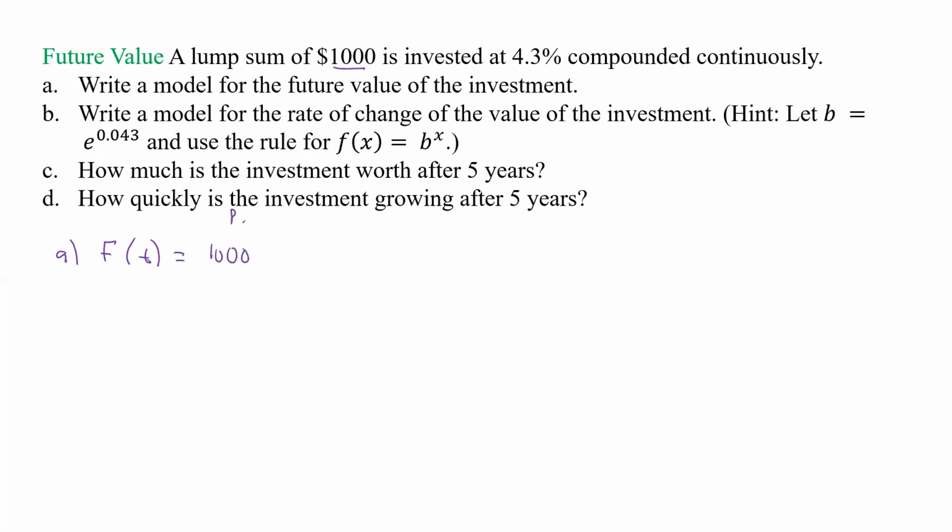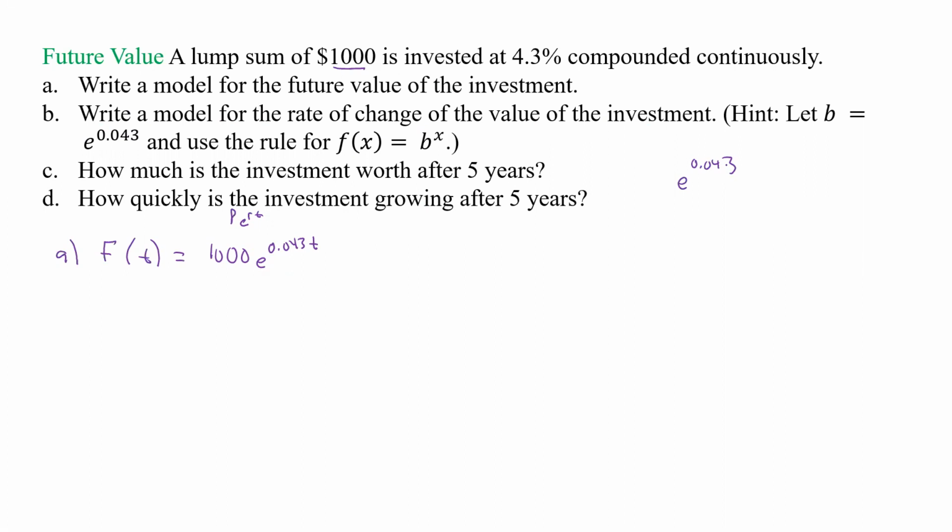And remember, it's going to be PERT. So it's going to be 1000 e to the 0.043 times t. Okay, so that's going to be our function. And then we want to write a model for the rate of change. So what we have to do again is what we did last time. We're going to take b is equal to that, plug it in. So we have to find e to the 0.043.